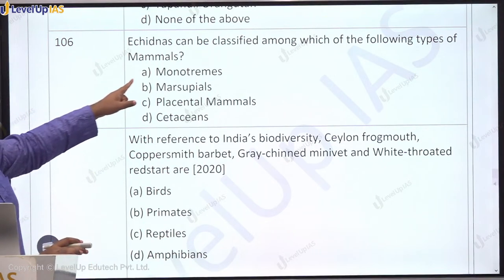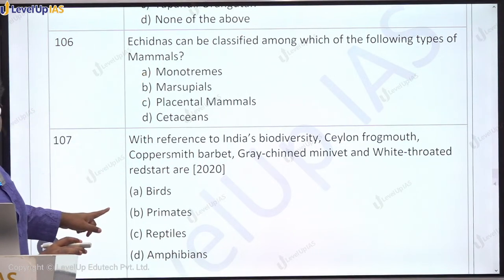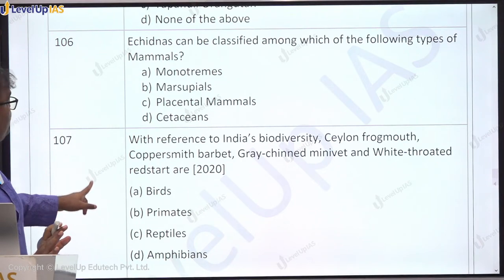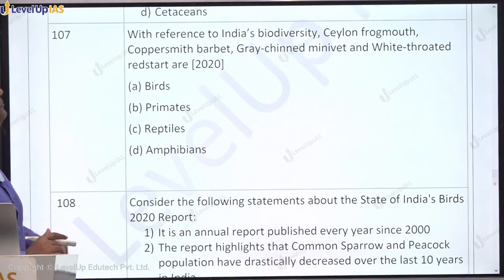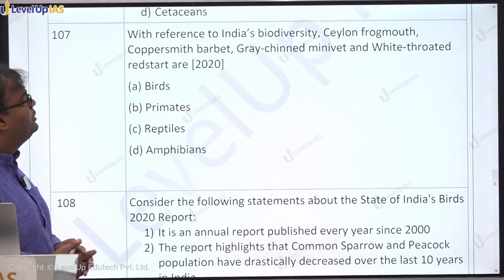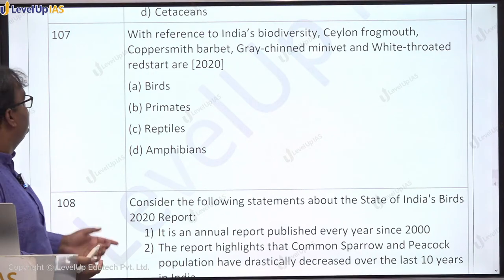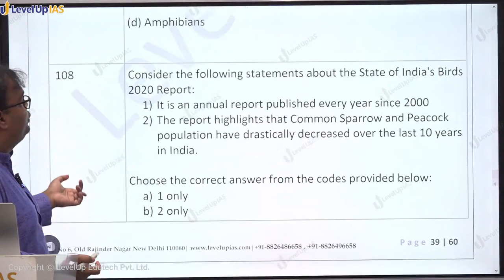So what is the answer to 106? A is the answer. Are we all comfortable with this? Are we all understanding this? Okay. 107. White-throated redstart, grey-chinned minivet, coppersmith barbet. Birds? Yes. 107 is A. 108.